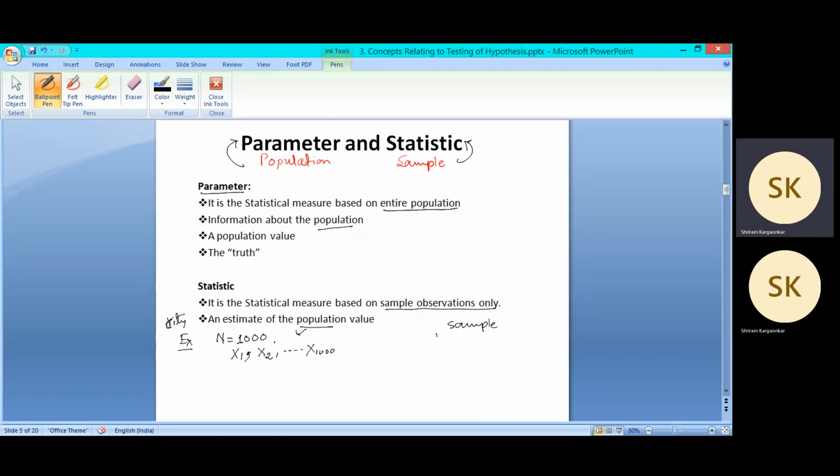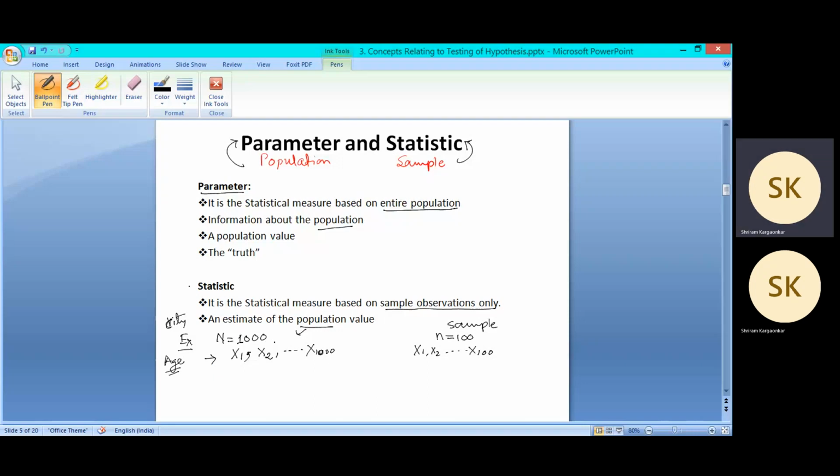Okay, so I take a sample of 100 people because it's not possible for me to visit each and every one. So I take the sample randomly: X1, X2, up to X100. To all these people, I'm measuring a certain characteristic, or suppose I'm measuring the age. So x1, x2, up to x1000 are the ages of all the 1000 people.